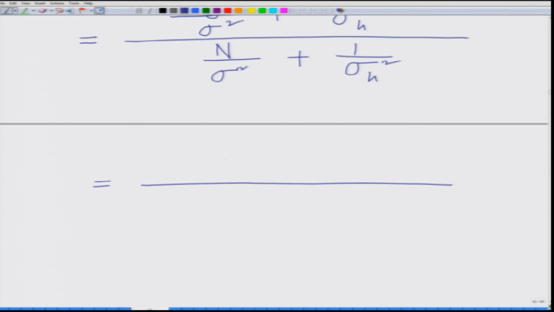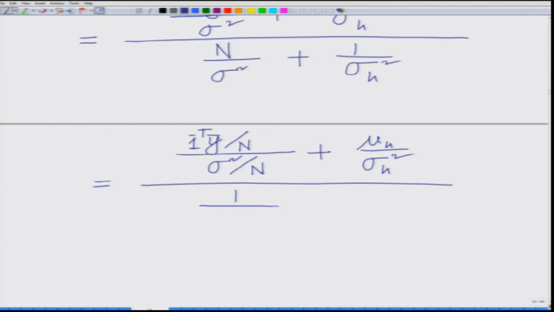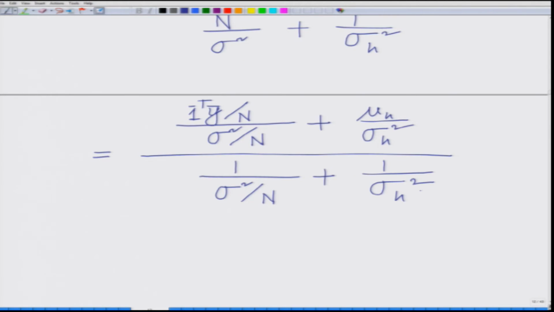1 bar transpose y bar divided by n, divided by sigma square divided by n, plus mu h divided by sigma h square, divided by 1 divided by sigma square divided by n plus 1 divided by sigma h square. Just a slightly different way of writing it. Now, look at this, it has a very interesting interpretation. Let us look at this term by term and dissect this expression. What is this quantity 1 bar transpose y bar divided by n?